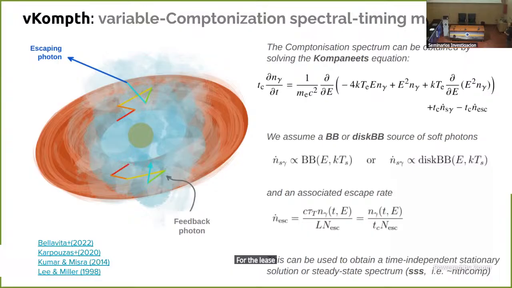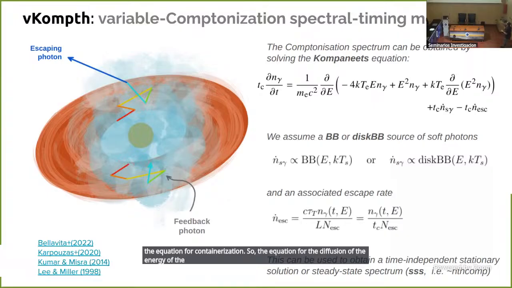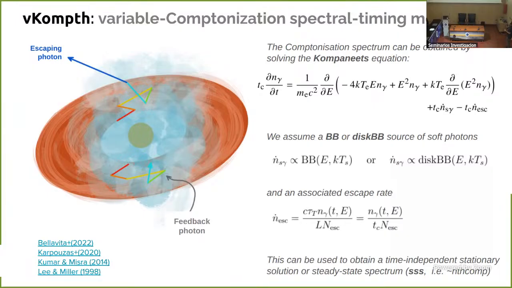So, sorry for the math, I will be very fast here, but essentially, in order to solve this problem, one needs to solve the Kompaneets equation, which is the equation for Comptonization, the equation for the diffusion of the energy of the photons in the electron cloud. And what we normally tend to do when we talk about average spectra, stationary spectra, is we take this part and we say, okay, there is no variation in time, so we need just to solve this.